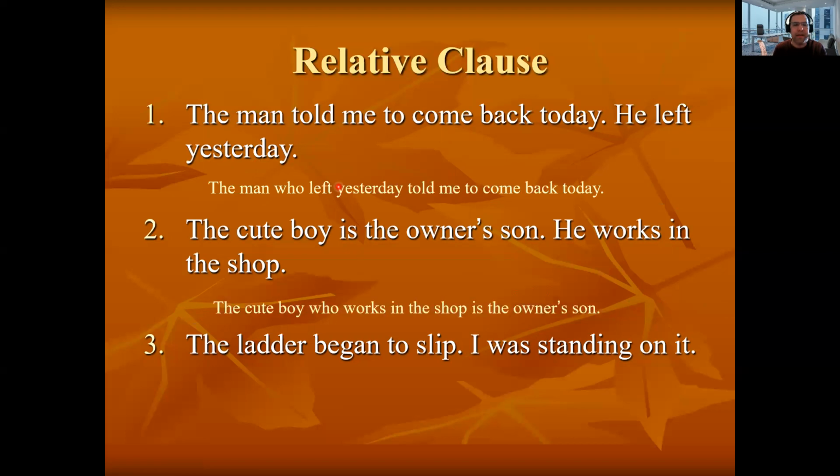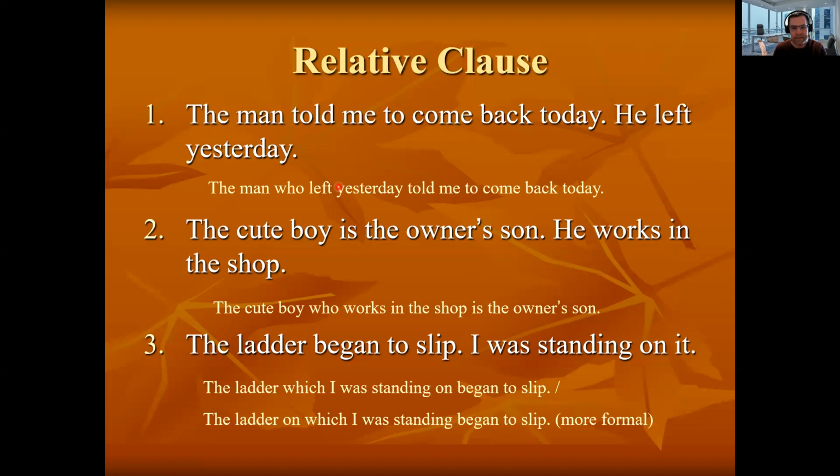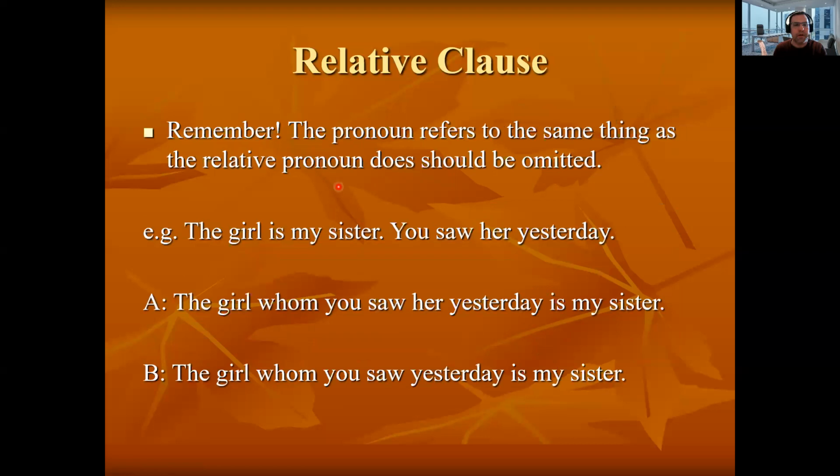Now see if your answers were right. Remember, the pronoun that refers to the same thing as the relative pronoun should be omitted. For instance, the girl is my sister who you saw yesterday. So the girl whom you saw her yesterday is my sister is wrong. It should be the girl whom you saw yesterday is my sister.